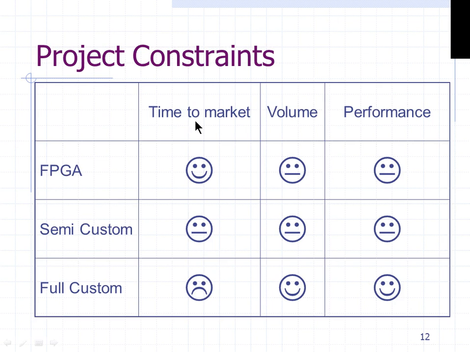Okay, so those are the things that people look at when you start a project, whether I use a FPGA or ASIC or how do I go about it. These are the three parameters to look at when you start your project.